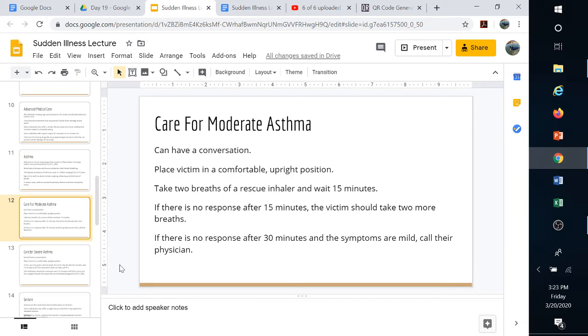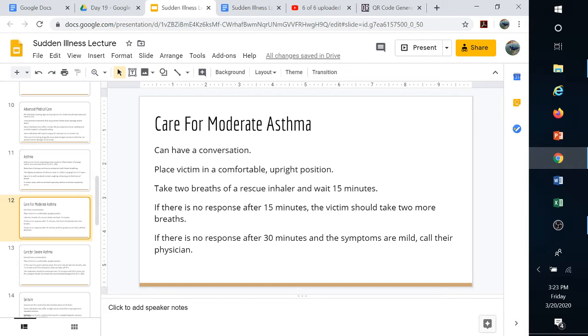So care for moderate asthma. How do we even know if it's moderate asthma? A good common sense way is if they can hold a conversation with you, it's moderate conditions, right? So they're still able to breathe. It's respiratory distress, but not to the point that they can't have a conversation. Put them in a comfortable upright position, so don't have them lay completely back on their back. Maybe even arms up over their head will help open up those lungs, help open up that airway.